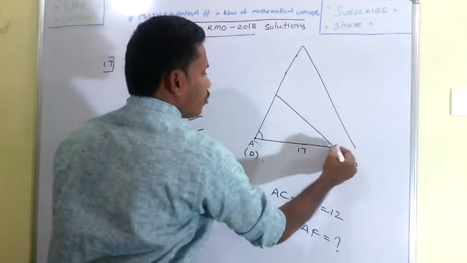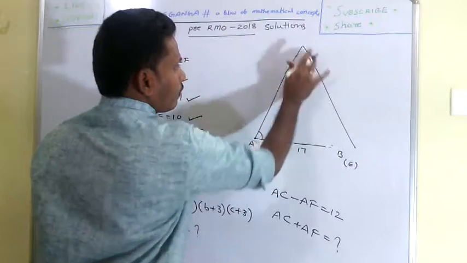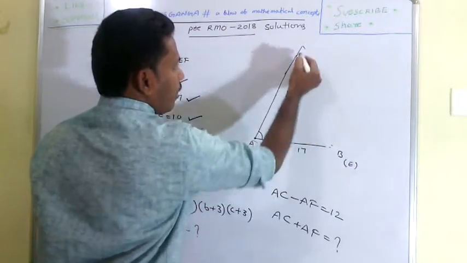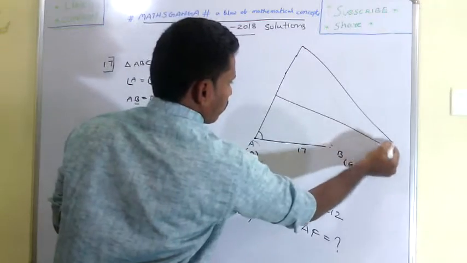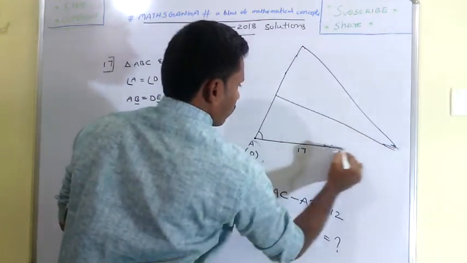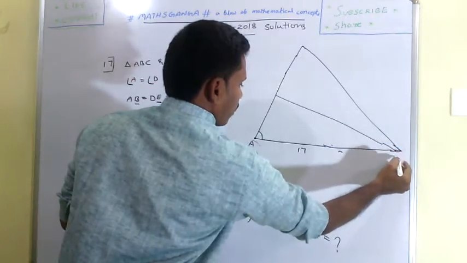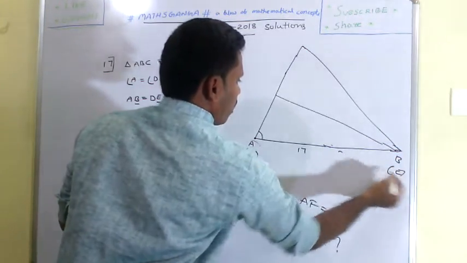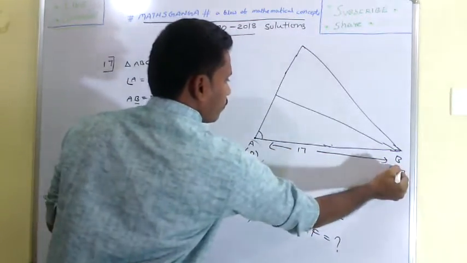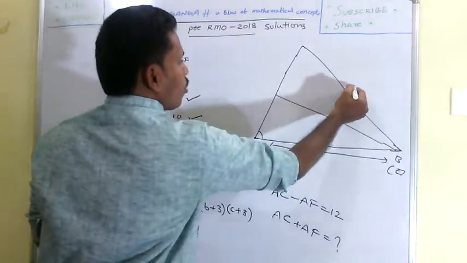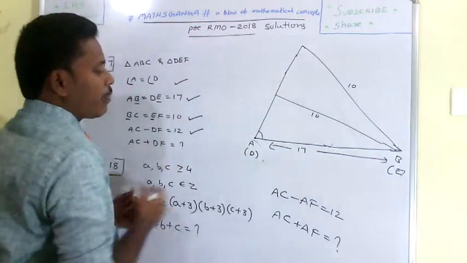I am going to change the diagram for our convenience. This is B or E and this total length is 17. They mentioned that these two are equal to 10, 10, 10. BC, AC minus AF.